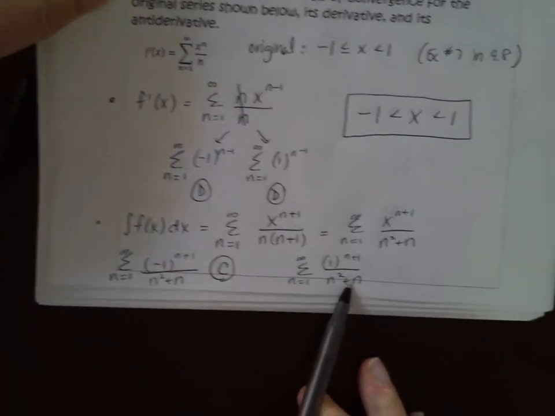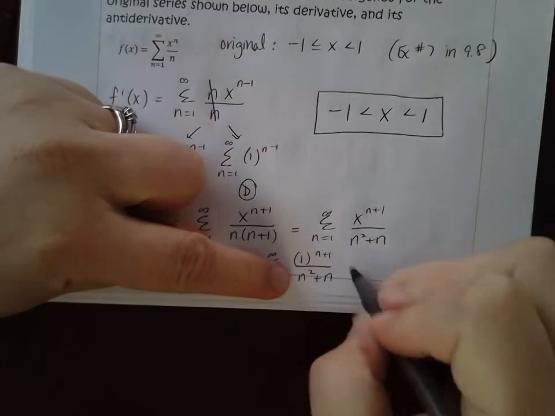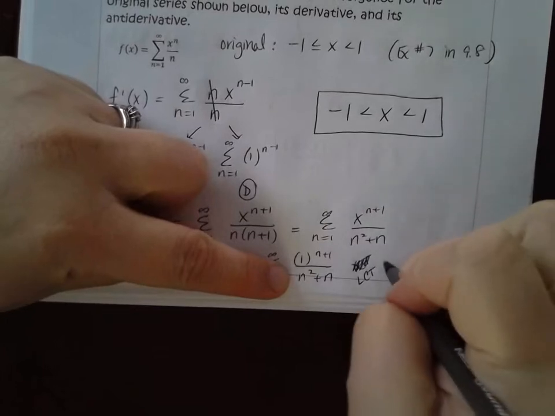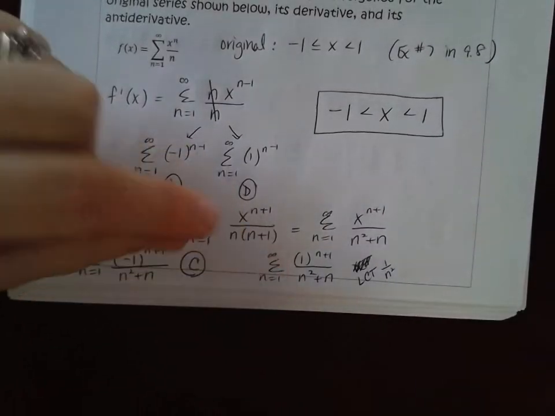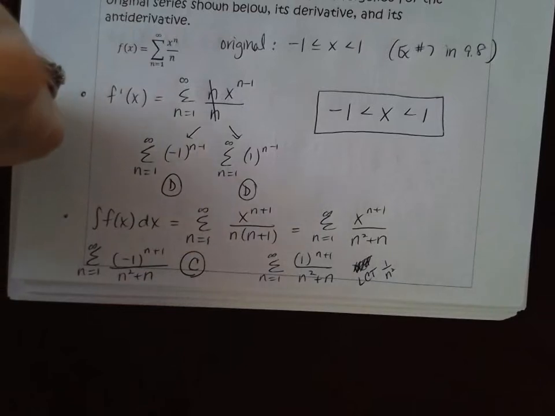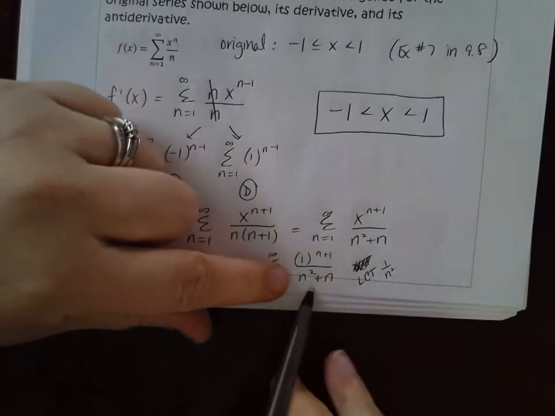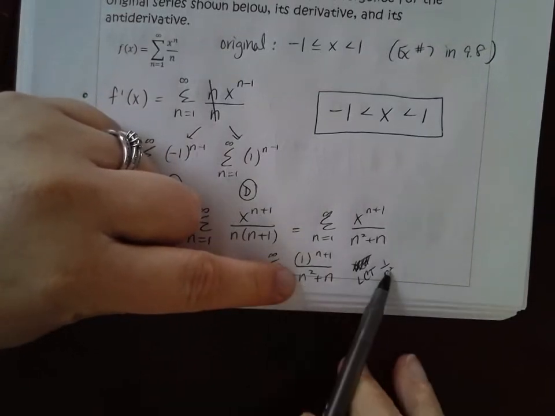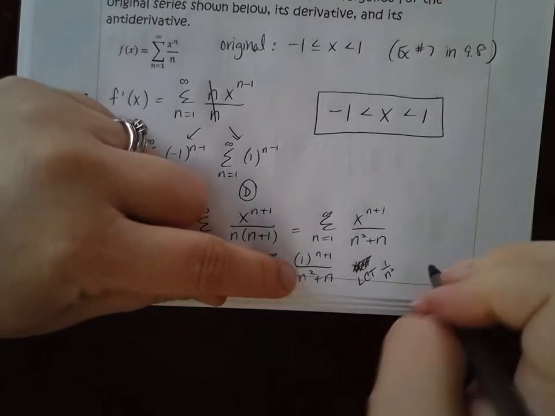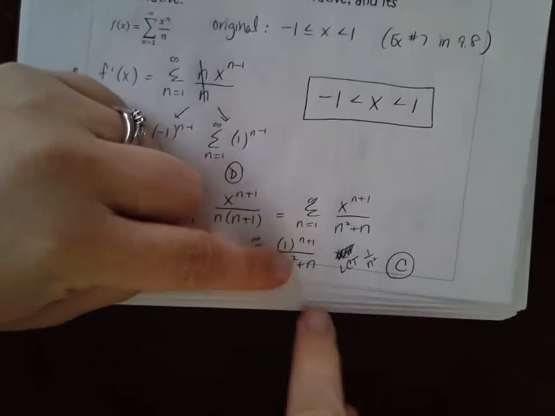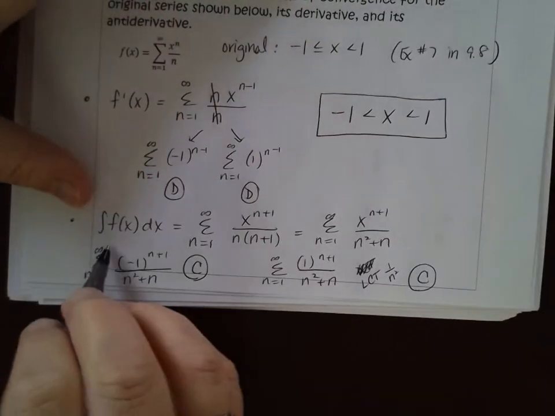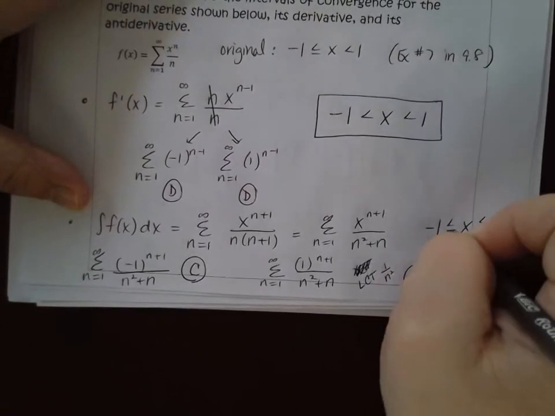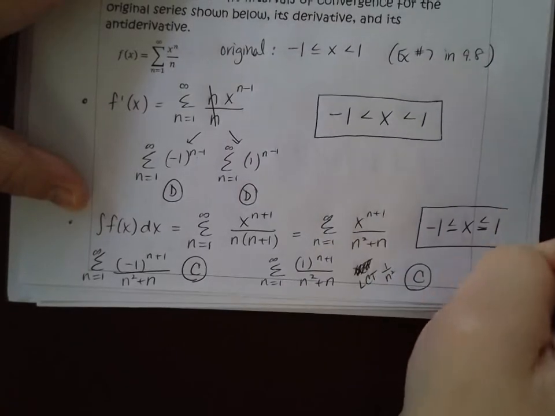Over here, I get 1 over n squared plus n, and I'm going to compare that. I'm going to do a direct comparison test. No, I'm going to do a limit comparison test with 1 over n squared. 1 over n squared is a convergent p-series. This is a larger denominator, which means it's a smaller fraction. If that's convergent and this one's smaller, it's forced to be convergent. Therefore, I have two convergent series. The interval of convergence for the integral is -1 to 1, but both of them have convergent endpoints.